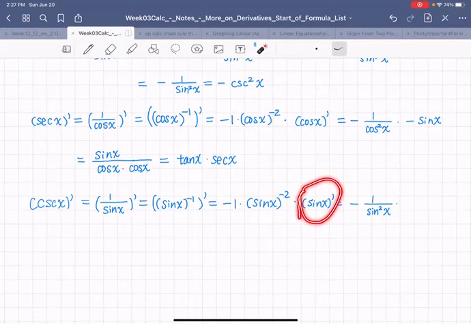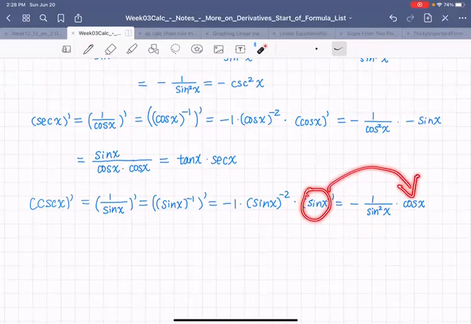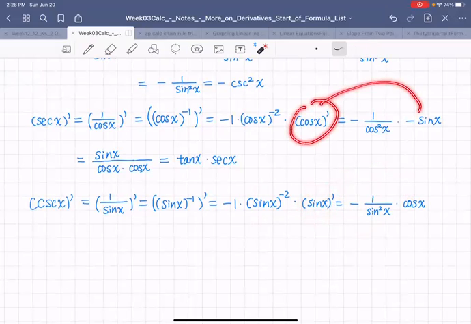What is this guy's derivative? Oh, no, it's just cosine x. Yes, thank you. Wait, prime cosine x is negative sine x, right? This guy is 1 over sine squared x. This guy's derivative is cosine x. Sine x derivative is the positive cosine x. Cosine x derivative is negative sine x.